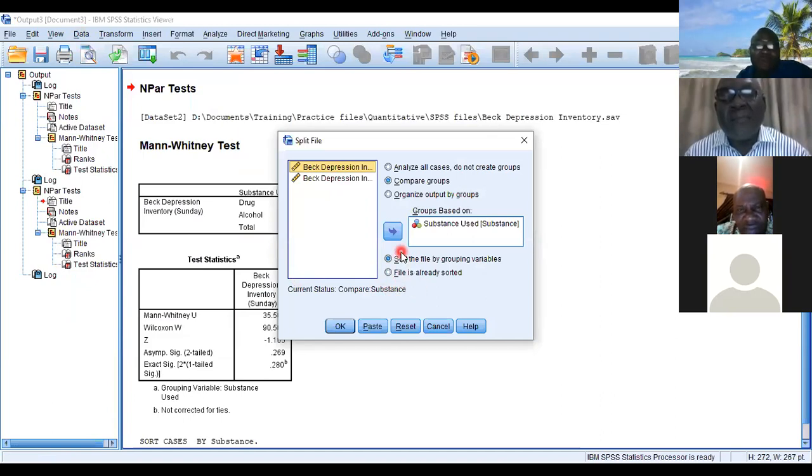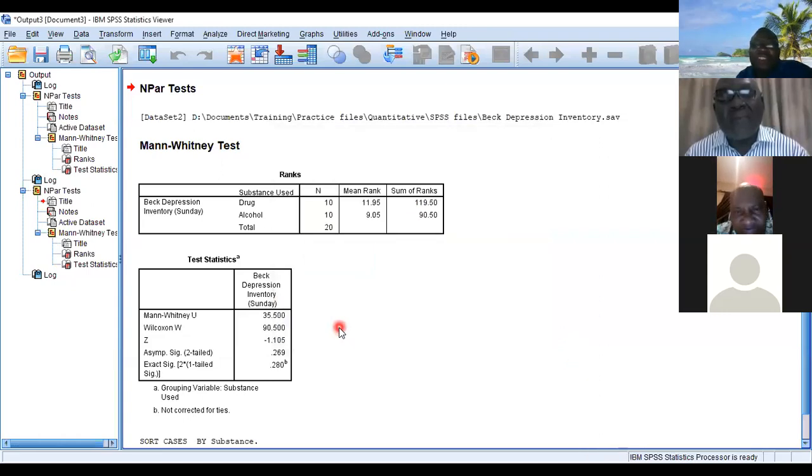You click on it, you see by default it checks analyze all cases, do not create groups. That's the default. What I click on is the second one, compare groups. When you click on it, the space below is highlighted. Now move substance use into that space. Okay, I've done that, sir. So click OK. When you do that, you have split it.